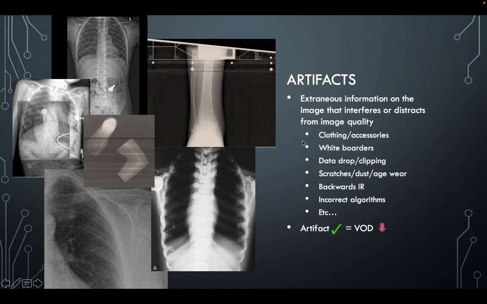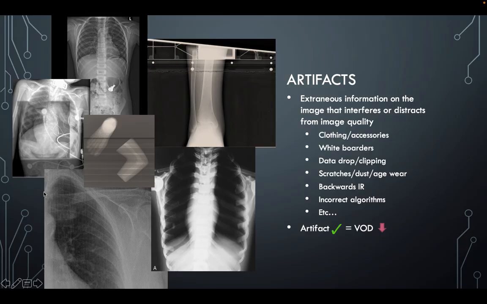All right, and then artifacts. Artifacts are going to detract from visibility of detail and spatial resolution. This is going to be extraneous information on the image that's interfering with us being able to see what we actually want to see. These are going to be things like clothing or accessories. Patient has buttons, has a necklace still on, they forgot glasses in their front pocket, they have a key in their hoodie pocket.